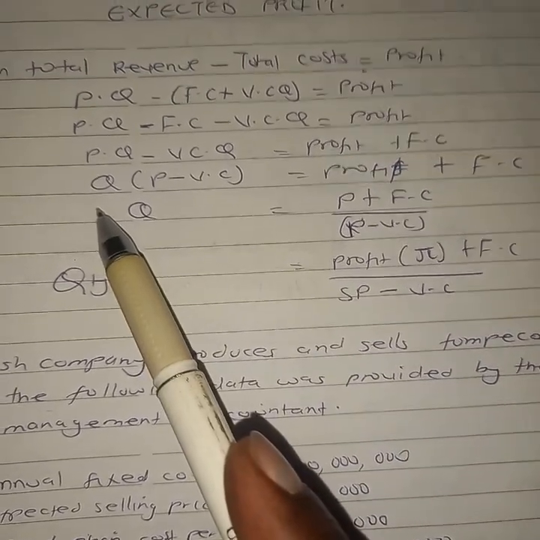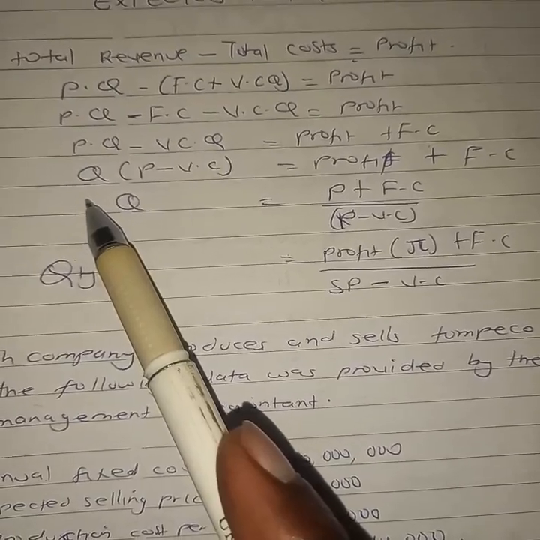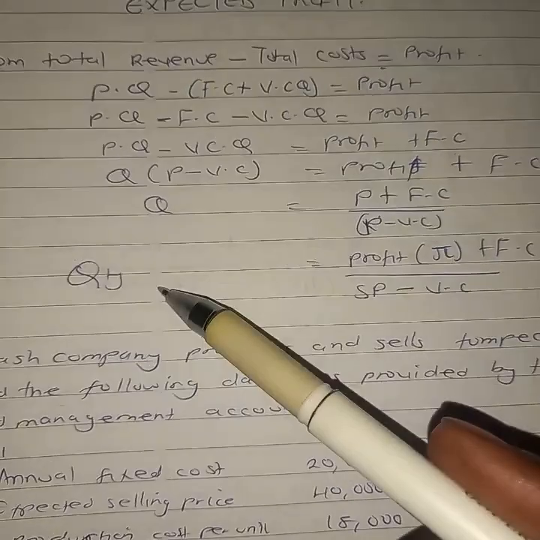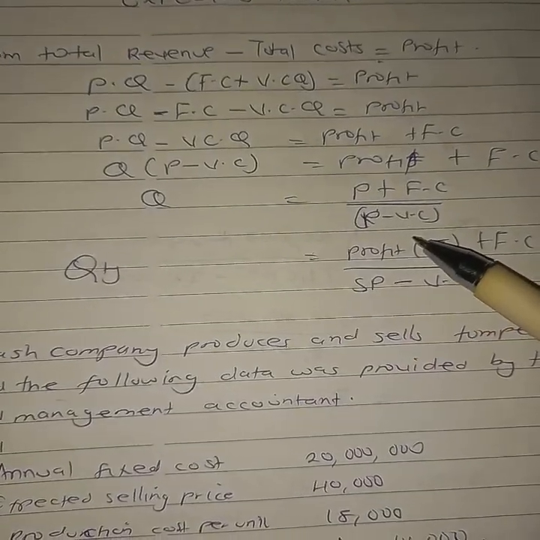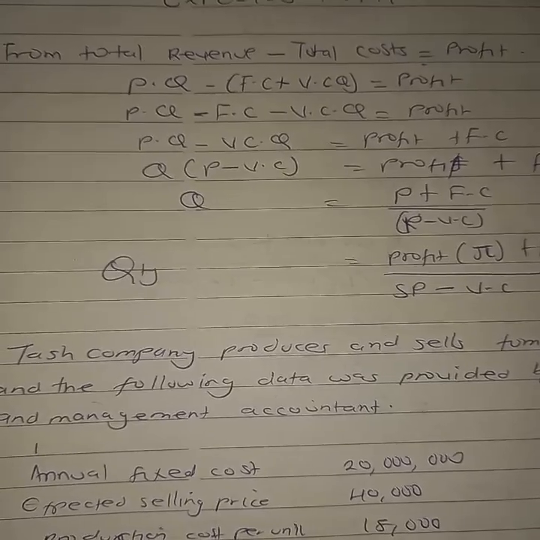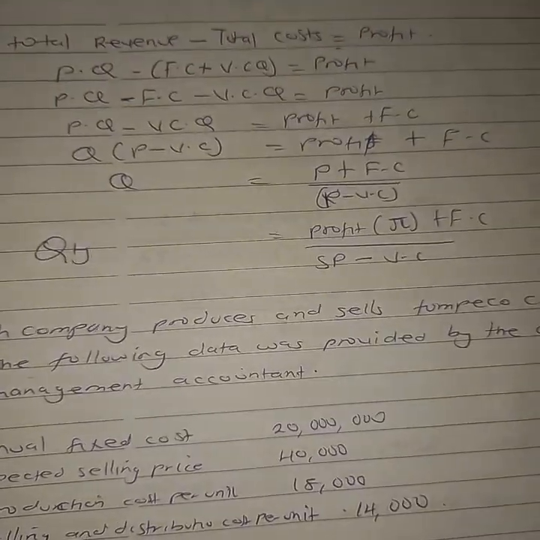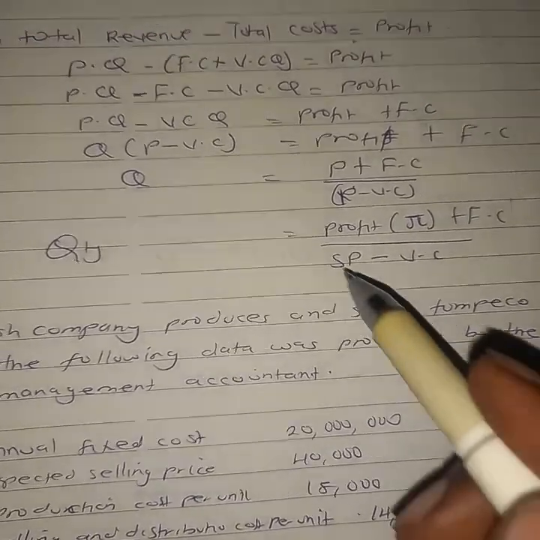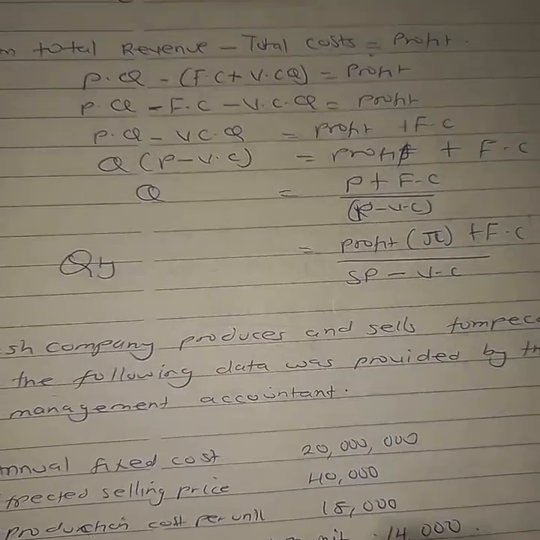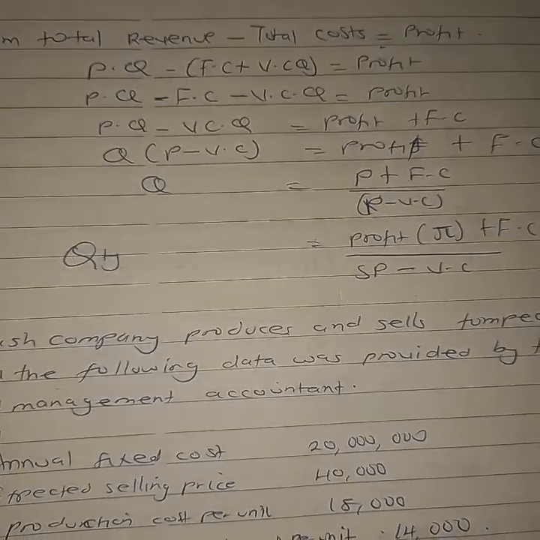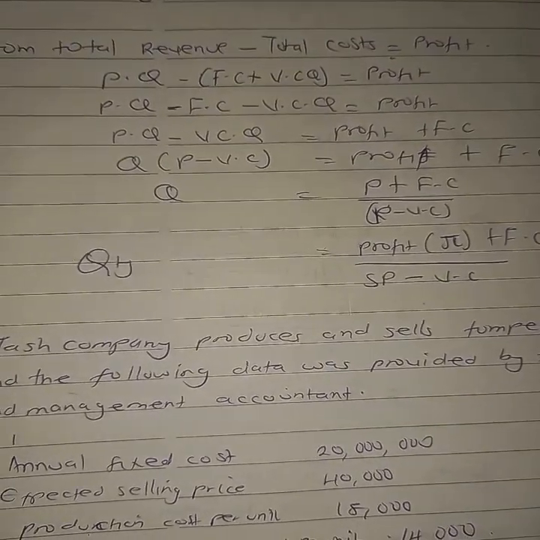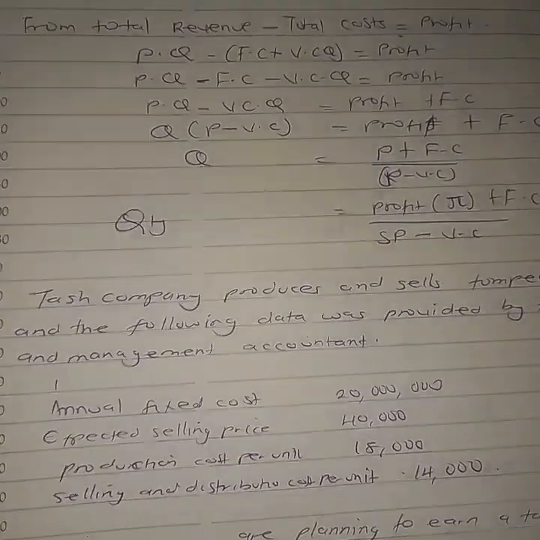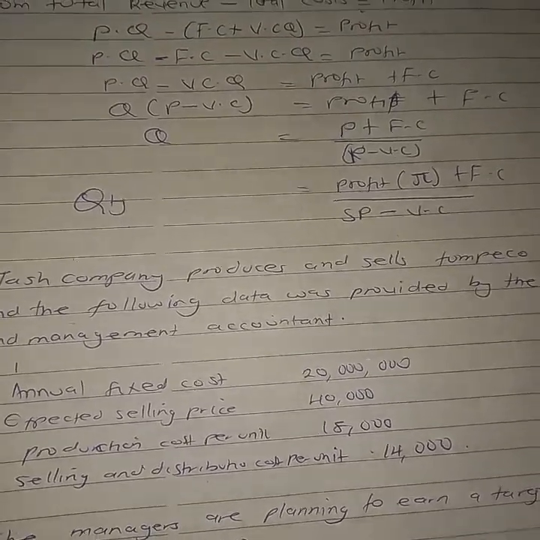But remember, I want quantity. I'm finding the value of quantity, so I can solve for it by dividing both sides by price minus variable cost, and I remain with the quantity. So in all my formulas, as I'm getting the quantity at expected profit, I'm going to use this formula: quantity equals profit plus fixed cost, out of selling price minus variable cost. But we all know that selling price minus variable cost is the same as contribution, so we are good to go.